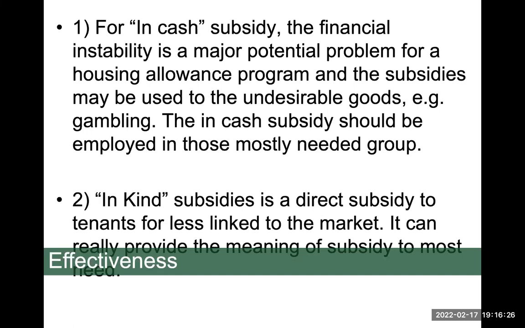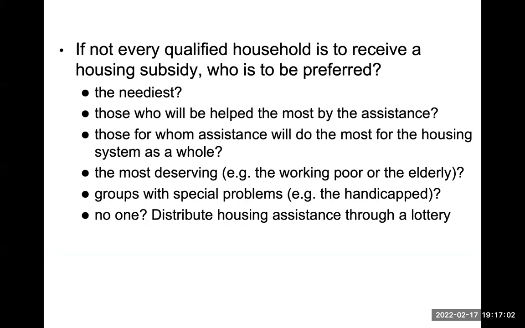But in fundamental terms, we would say that in-cash subsidy should be employed for those mostly needy groups. And in-kind subsidy has become a direct subsidy to those tenants, less linked to the market. So you can really provide the meaning of subsidy to the most needy groups. That is effective, but how to test that? How to make sure that it would be?